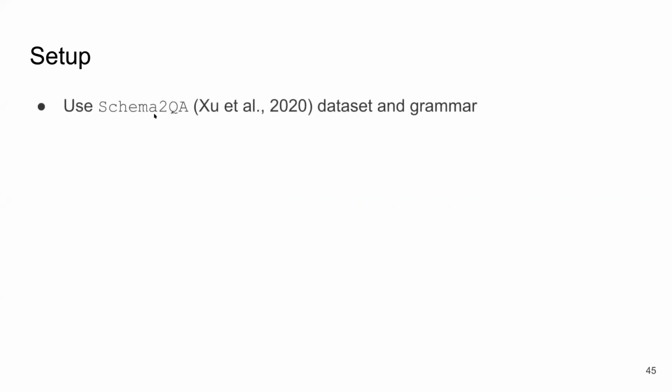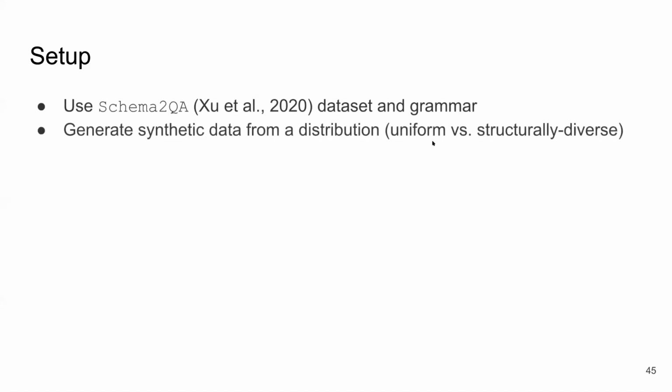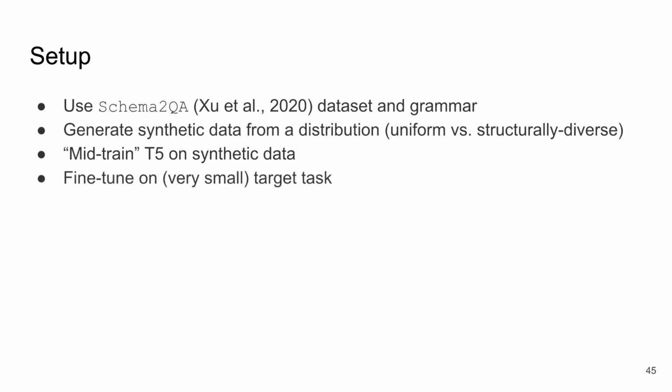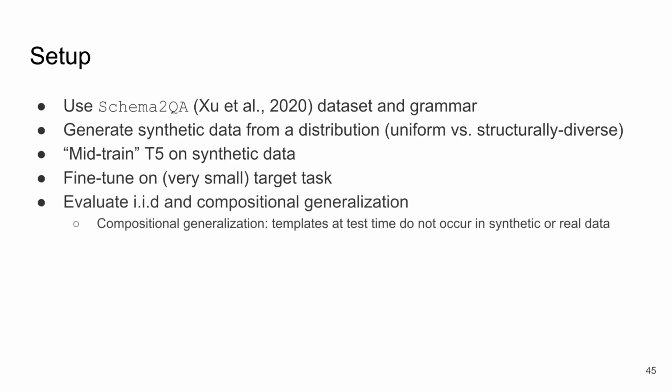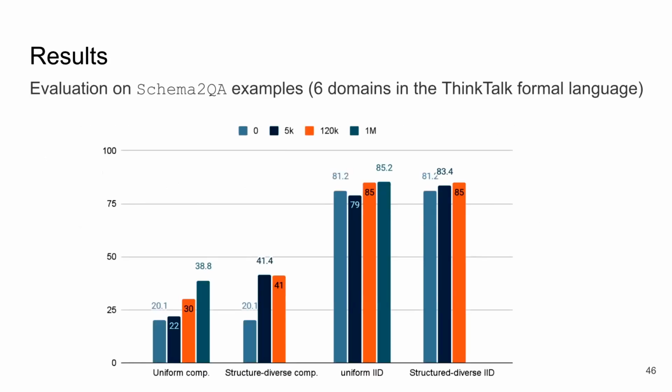So this is what we do. We generate a lot of data using some framework that I'm not going to talk about right now. And we compare the difference when we generate just at random or when we make sure that the data set has many, many structures. And we take a T5 model again, train on the synthetic data, and then fine tune on the very small target task. And assess compositional generalization, which means that we check whether we generalize to new compositions that we have never seen in the past. And these are the results.